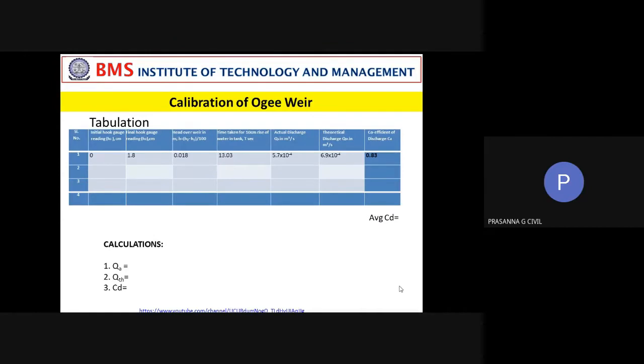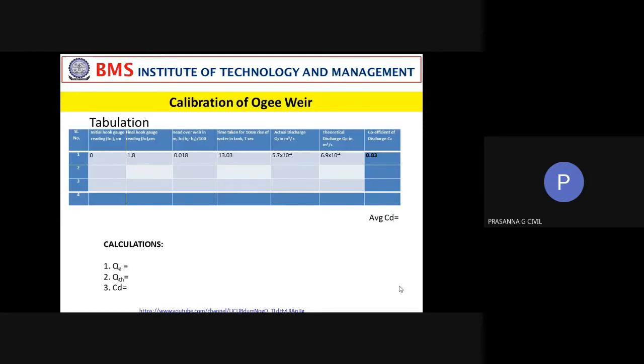Coming to the tabulation, we have the initial hook gauge reading, which is taken on the top of the crest, and we normally fix it at 0,0 so that the head over the crest can be measured and entered as the final hook gauge reading. So the initial hook gauge reading H1 is entered as 0, and after the water has passed over the weir, the tip of the hook gauge touches the top surface of the water, and the final hook gauge reading is taken as 1.8 centimeters.